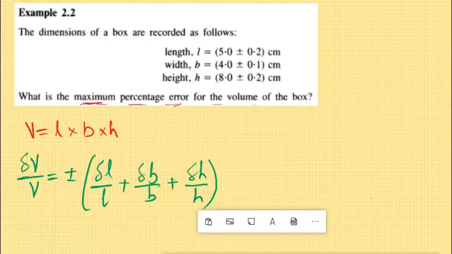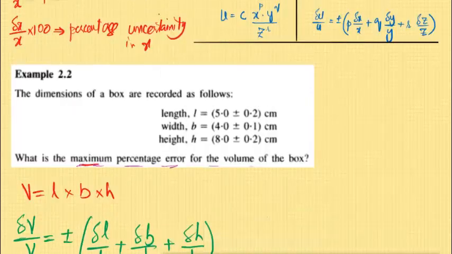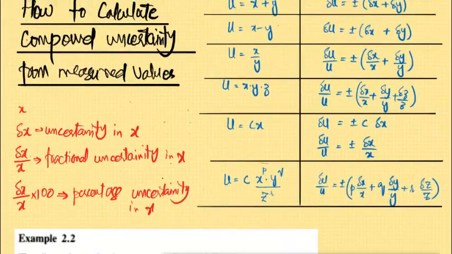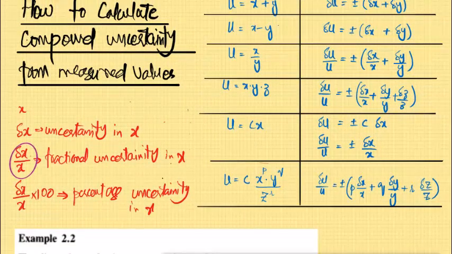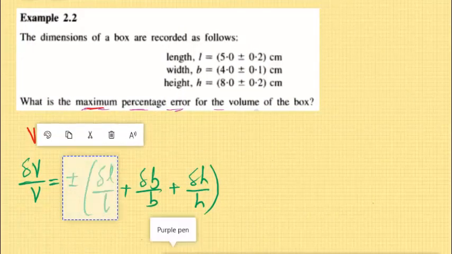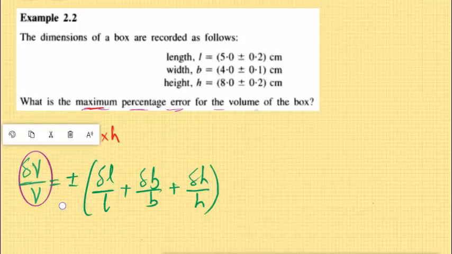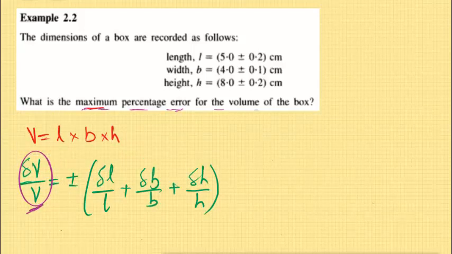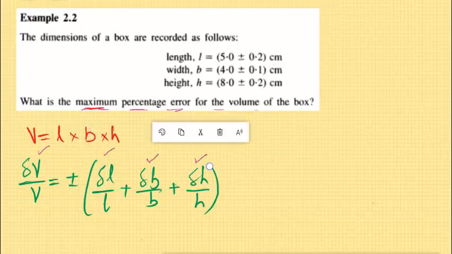Now what I need is percentage error. So first I will figure out the fractional error. If you see, this is how the fractional error is found: error divided by the actual value. So this whole term, if I am able to calculate it, I will read as fractional error in volume. All I need to do is multiply this by 100 and I will get the percentage error in volume. So I will read this expression as fractional error in V equals plus minus fractional error in length plus fractional error in breadth plus fractional error in height.